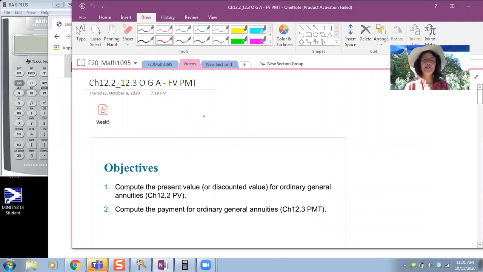By the end of this lecture, you would be able to compute the present value for ordinary general annuities using formula and using calculator. You will also learn how to compute the payment PMT for ordinary general annuities, both using formula and calculator.